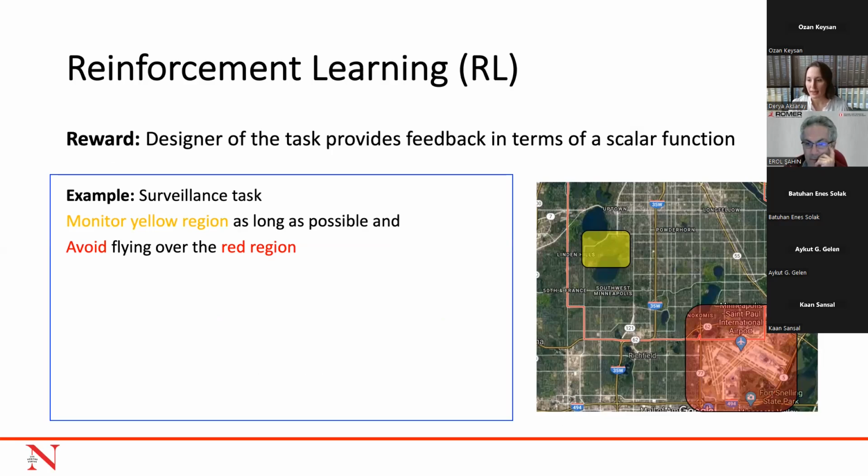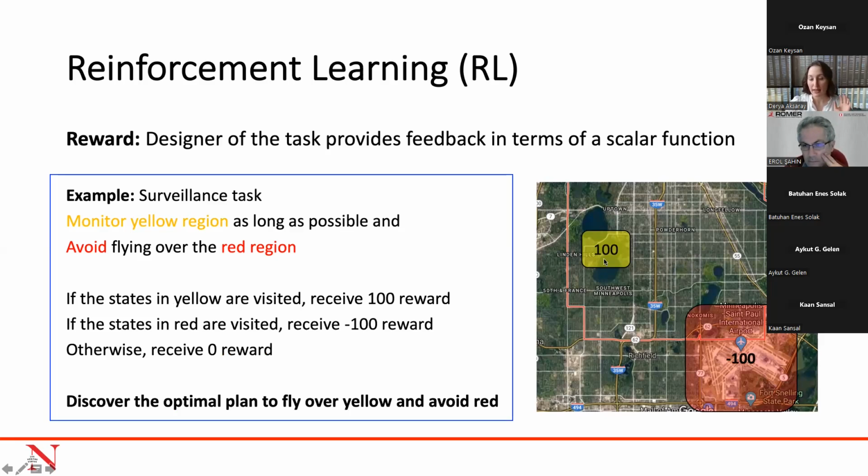What I mean by that is, think about a drone that we would like to achieve a surveillance task. The task is monitoring this yellow region as long as possible, but in the meantime, avoiding flying over this red region. So as the task designer, we can assign a very positive reward to the yellow region and a negative reward to the red region. And let's say the other states have 0 reward.